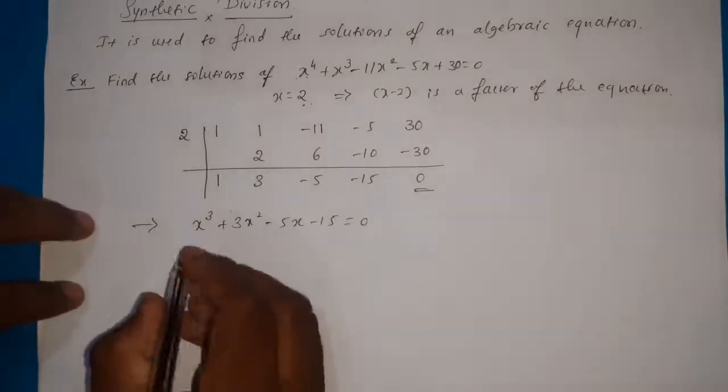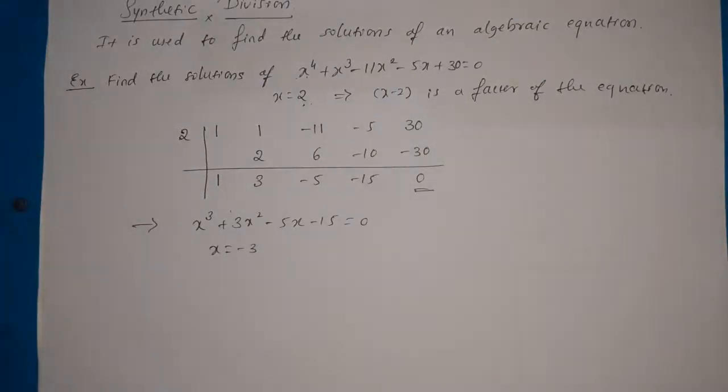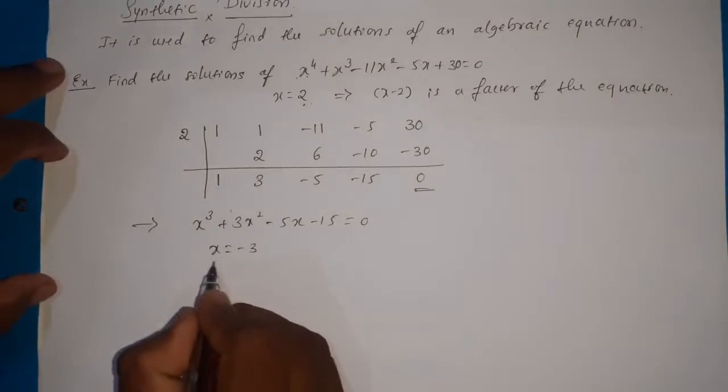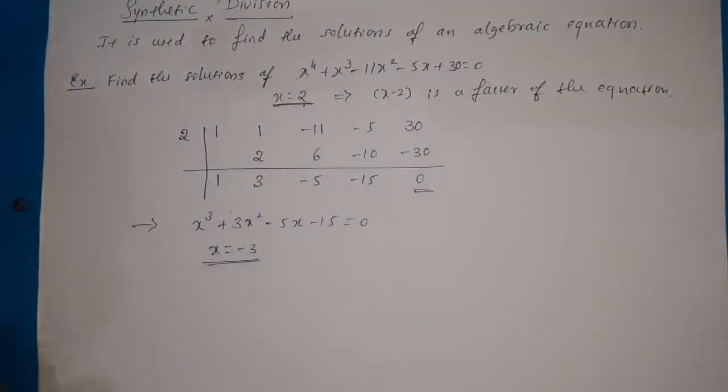So here, let us substitute x equal to minus 3. So for x equal to minus 3 and here x equal to 2, we have not substituted directly, we have substituted by using the trial and error method.